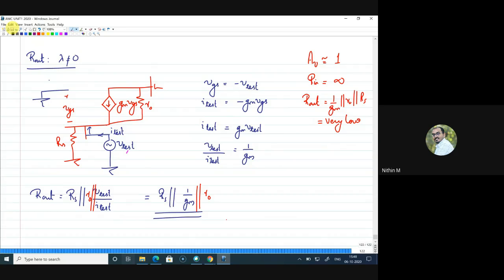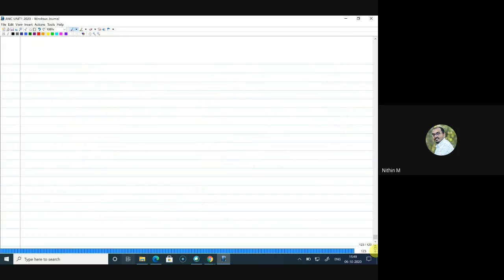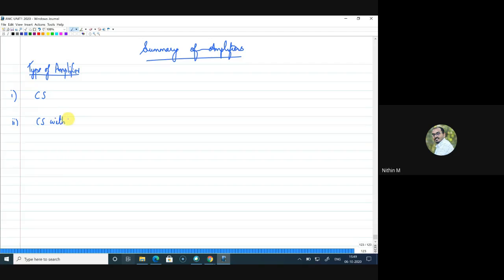Right. So before taking any questions, I will just go for a summary here, a summary chart where we can summarize all the amplifiers. And after that, I will take questions. So let me write the type of amplifier. We have common source, common source with degeneration, a common gate, and the final one is common drain.